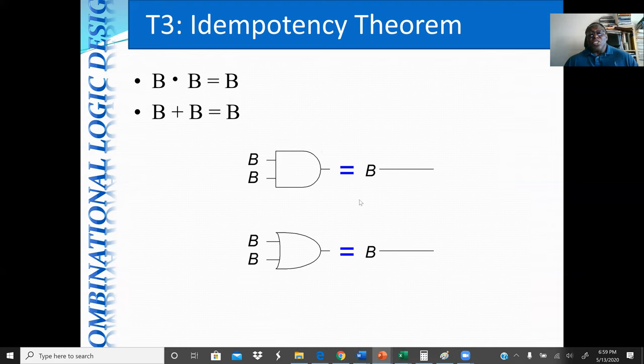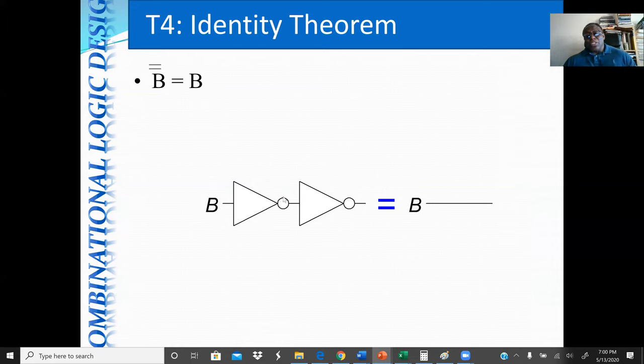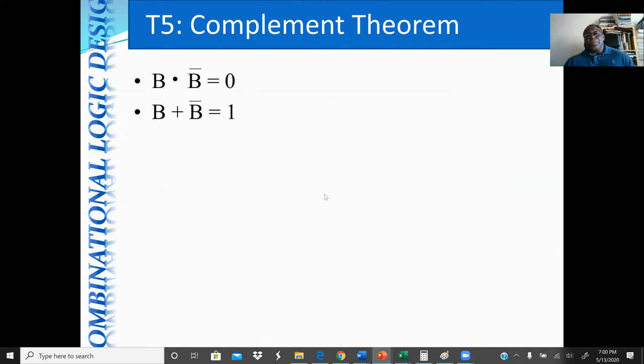And that's what we have here for the logic gates. AND gate with BB will give me B. BB going through an OR gate also will give me B. Now B invert and invert: if you have two inverts, they will cancel each other. So B invert inverted will be B. So here we have B invert. If B invert goes through another NOT gate, the answer will be B. So B goes through the first NOT gate, it becomes B invert. Now B invert going through another NOT gate, two inverts cancel each other. So we get B.